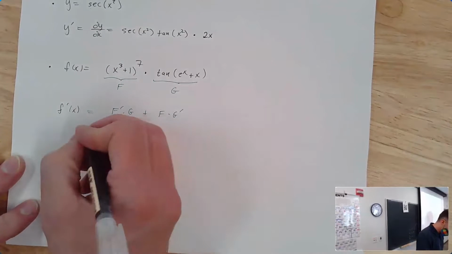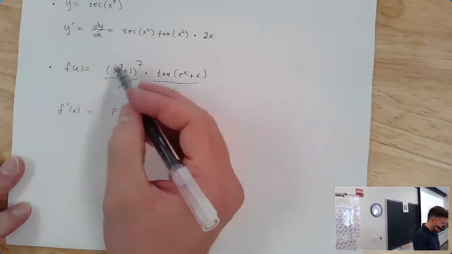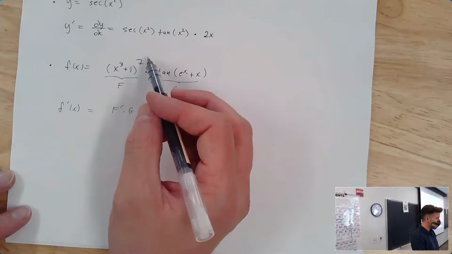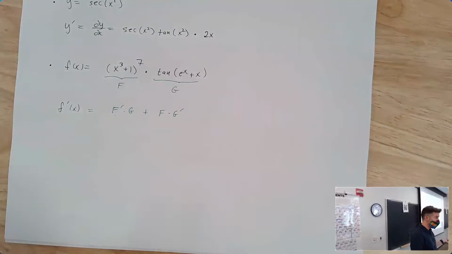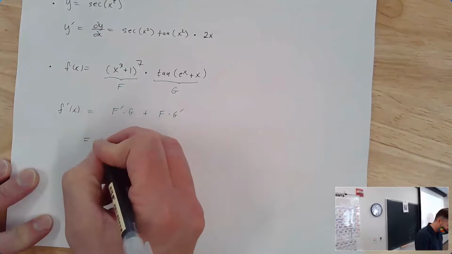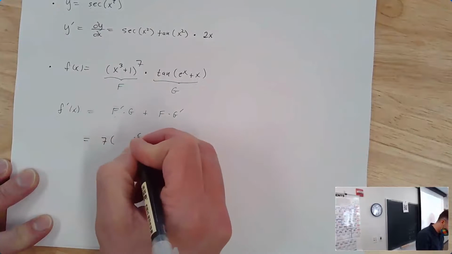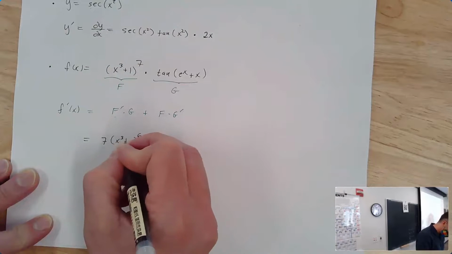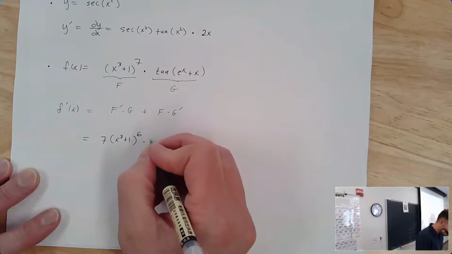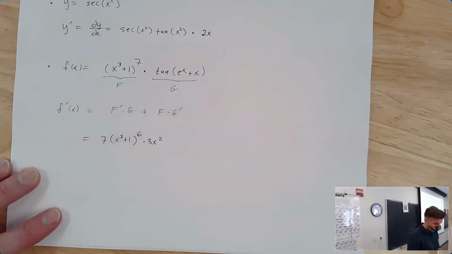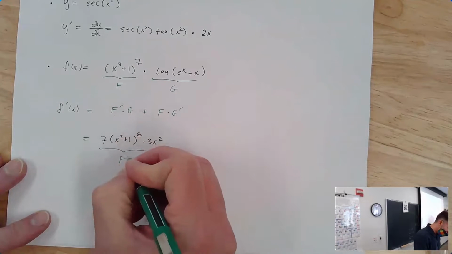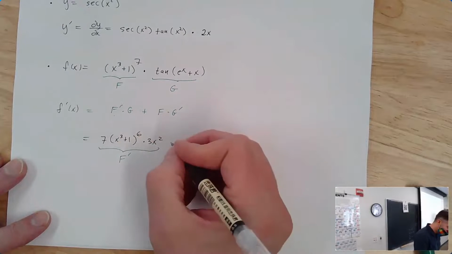So now I'm going to say, well, I need to find the derivative of big F. So I'm going to take the derivative of x to the third plus 1 to the 7th. And I'm going to use the chain rule. I've got some stuff raised to the 7th power. Its derivative is going to be 7 times my stuff to the 6th times the derivative of the stuff. The stuff is x cubed plus 1. The derivative of the stuff is 3x squared. Now, I'm not done with this piece because that's my f prime. What do I still have to multiply that by?